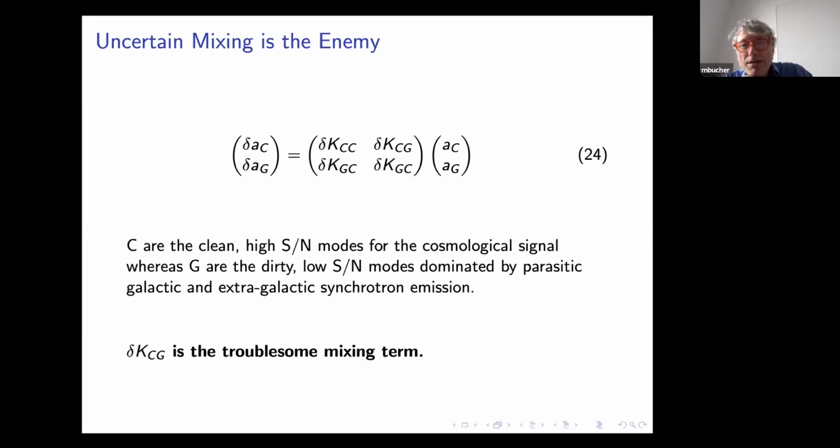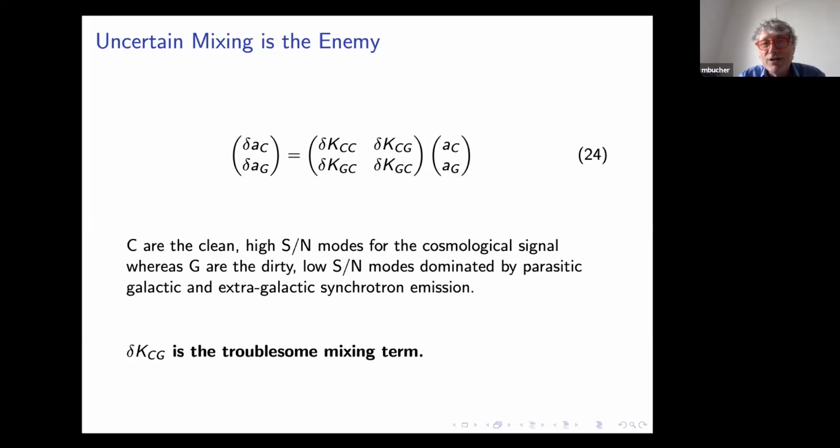So the idea here schematically, and I'll show you some plots that are based on sky models that Kavi made, is that we divide the modes into cosmological modes that have high signal to noise, very little galactic contamination, and then dirty modes that are just all galaxy.